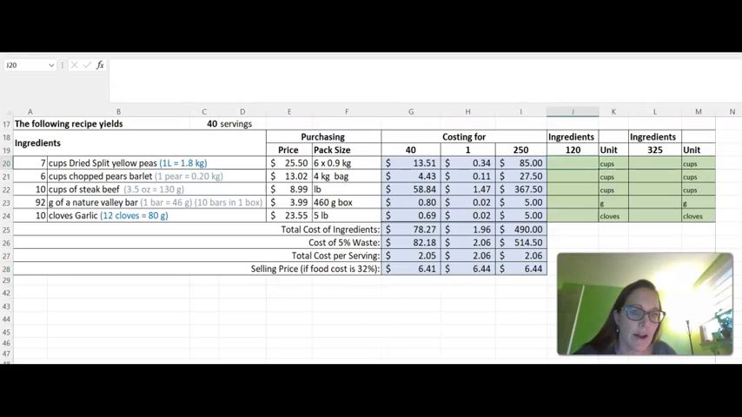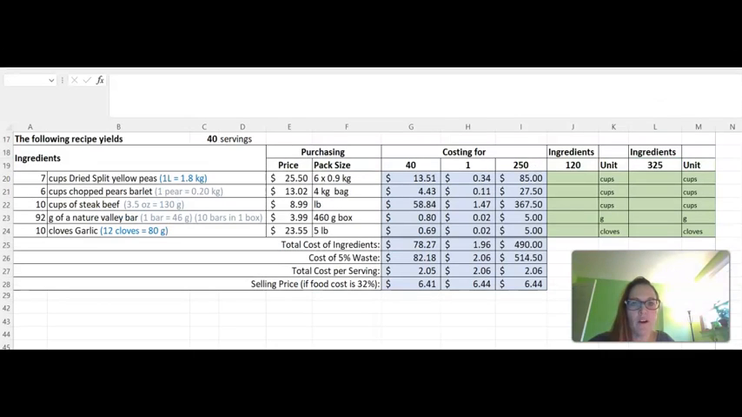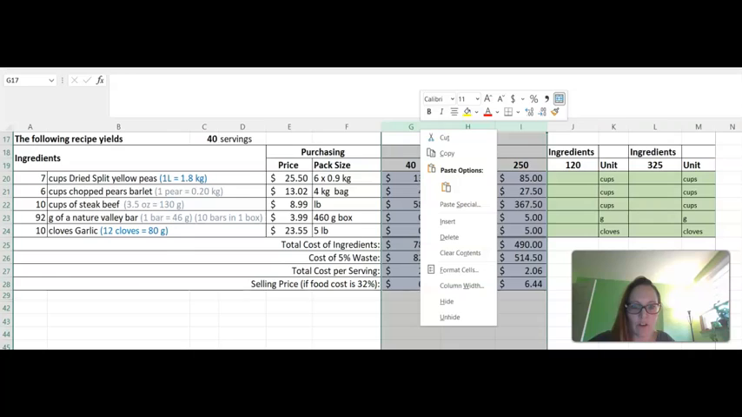For the final portion of our exercise, we are going to calculate the ingredients for 120 servings and for 325 servings. Before I do my ingredients, I'm actually going to highlight my 3 costing cells, and I'm going to hide them so that it's a little less confusing.